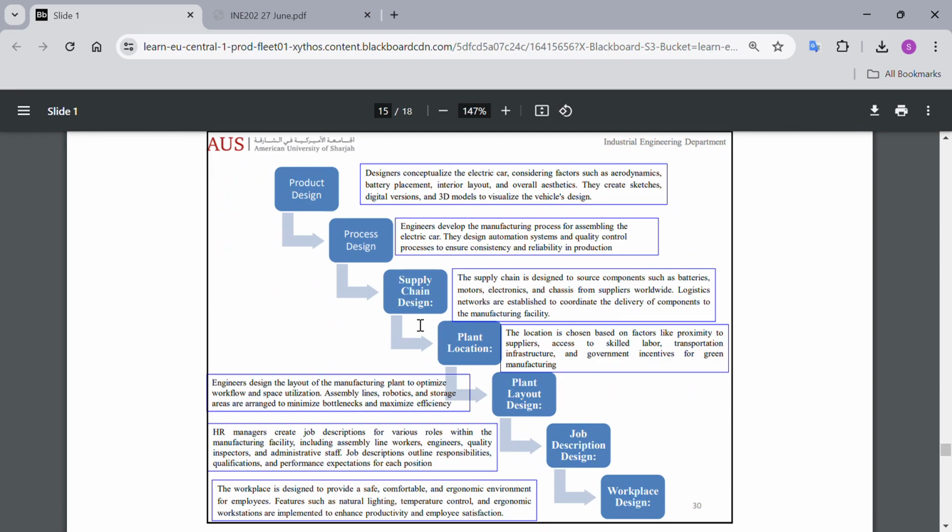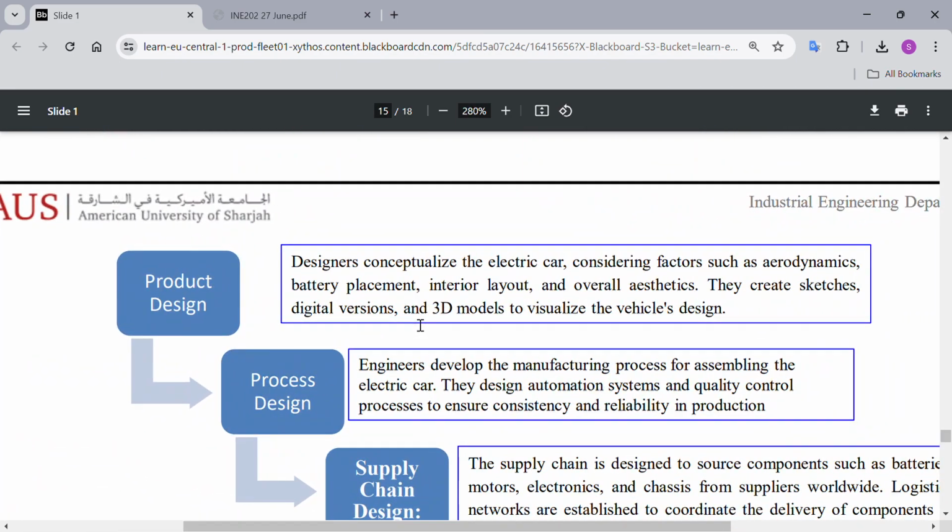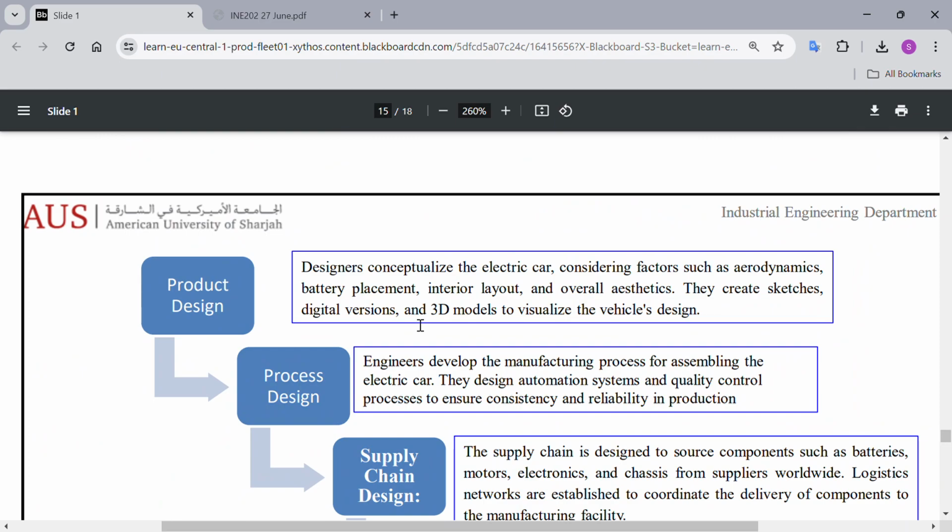So these are some components of the process. It starts with the product design. Designers conceptualize, for example, here we have an example of the electric car. Let's say Tesla wants to make a new electric car and considers factors such as aerodynamics. They're going to hire mechanical engineers and also electrical engineers and people who are experts in this topic. And they're going to discuss the battery replacements, interior layouts. These are all the specific details that need to be taken into consideration.